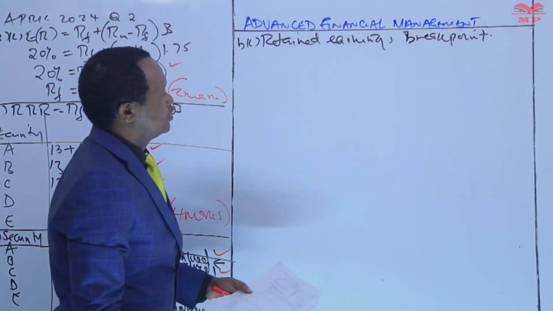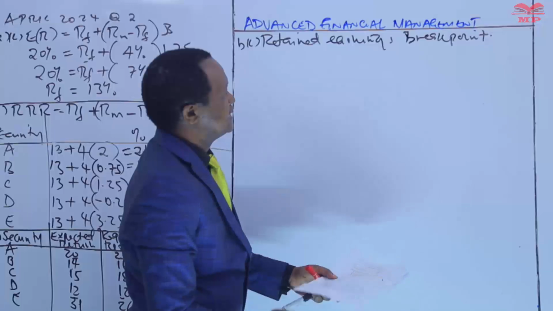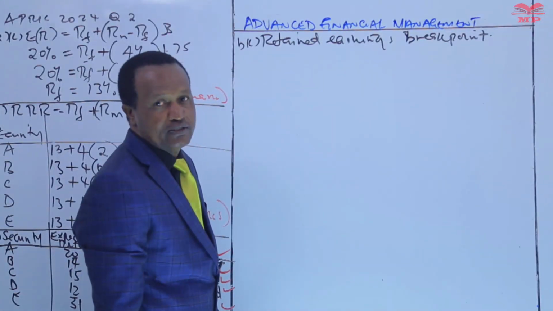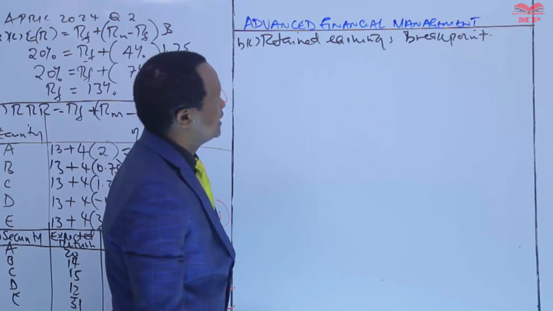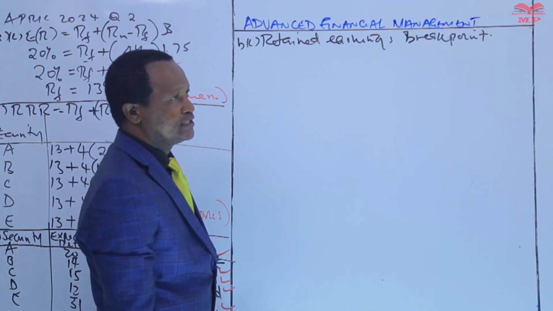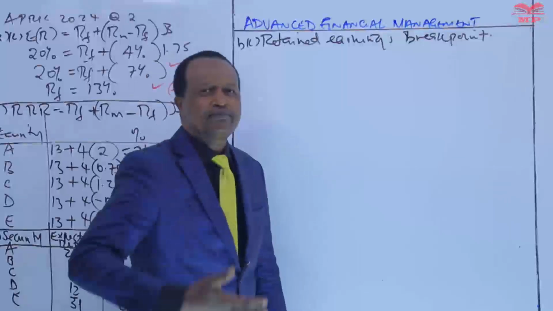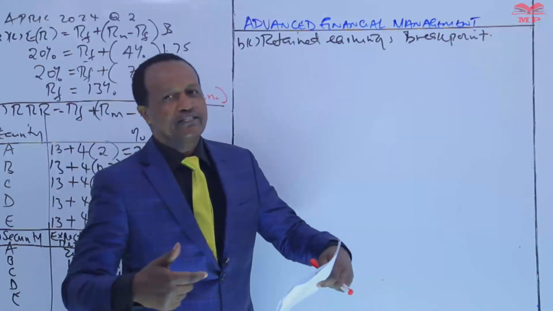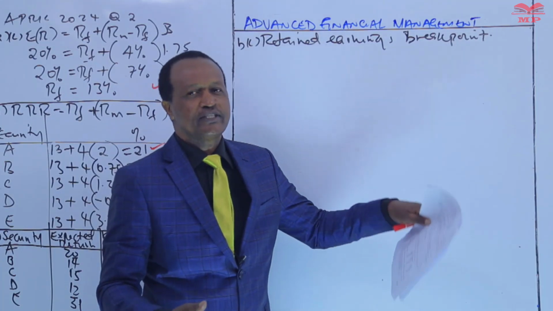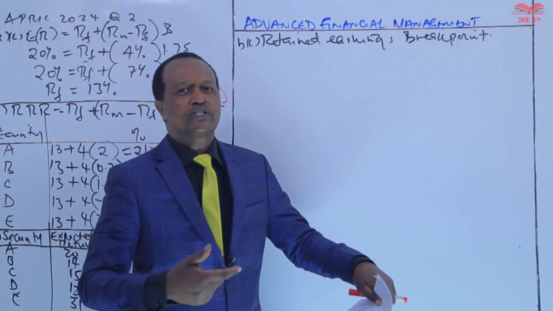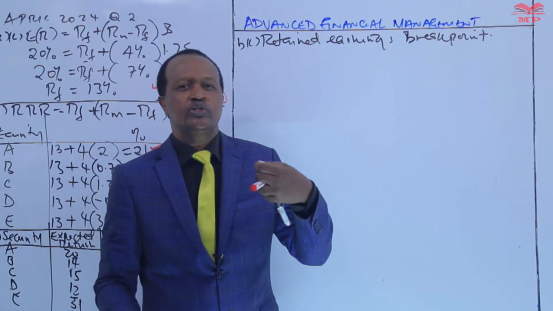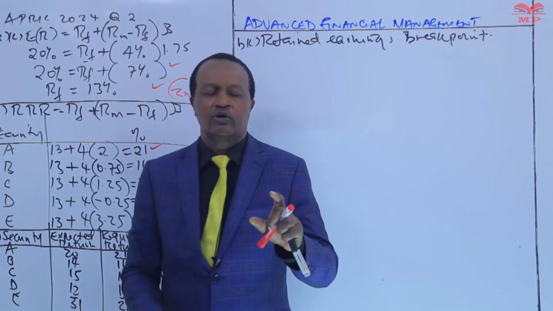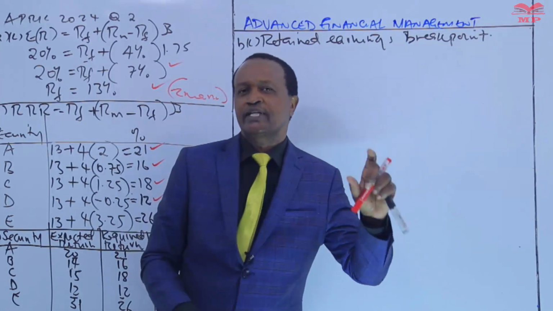But first of all, what is the meaning of retained earnings breakpoint? Retained earnings breakpoint is the maximum amount of money a company can raise using its retained earnings without needing to issue new stock. You understand? Or without interfering with the capital structure.